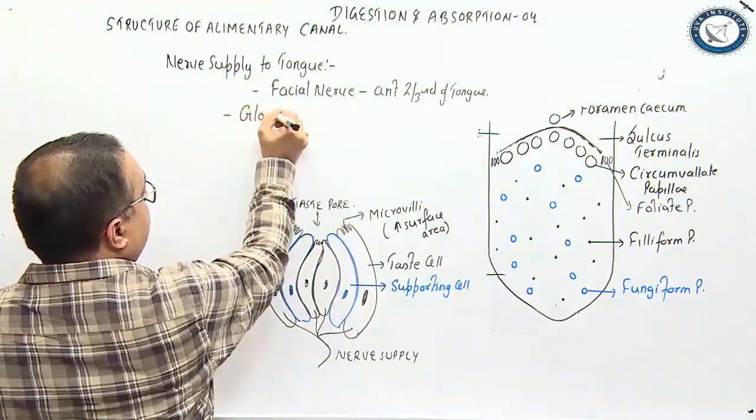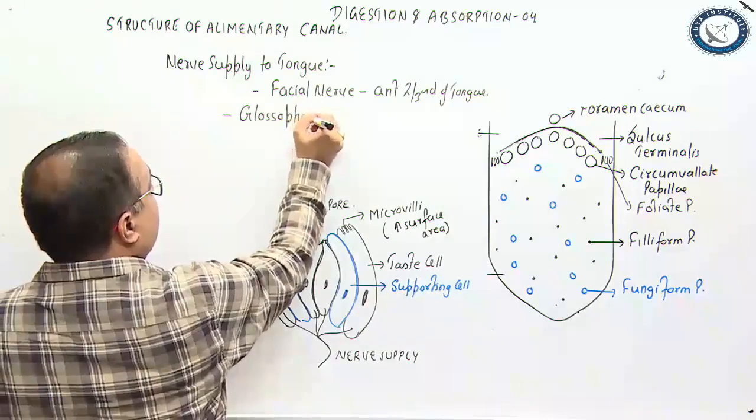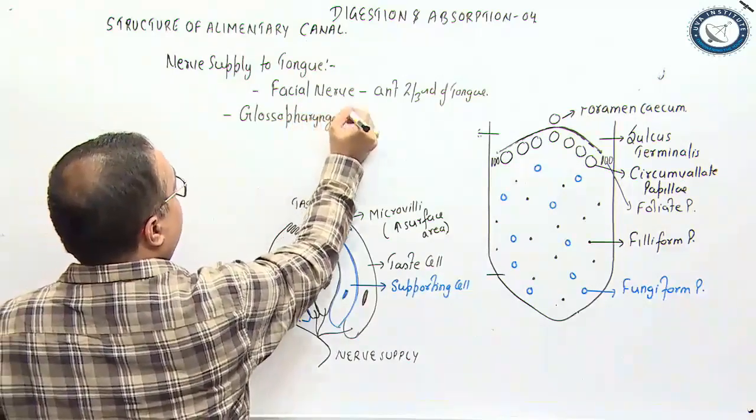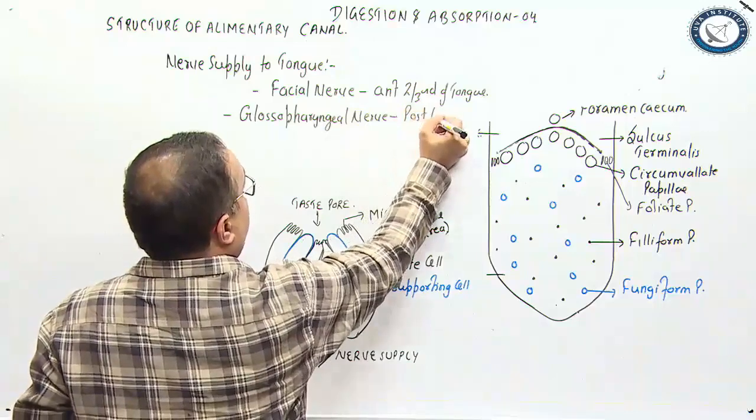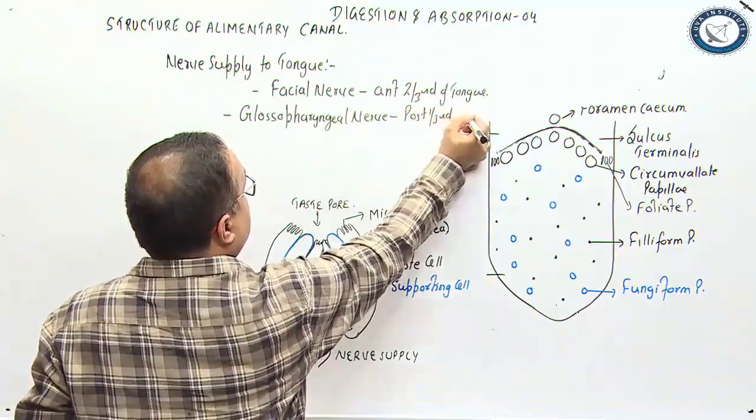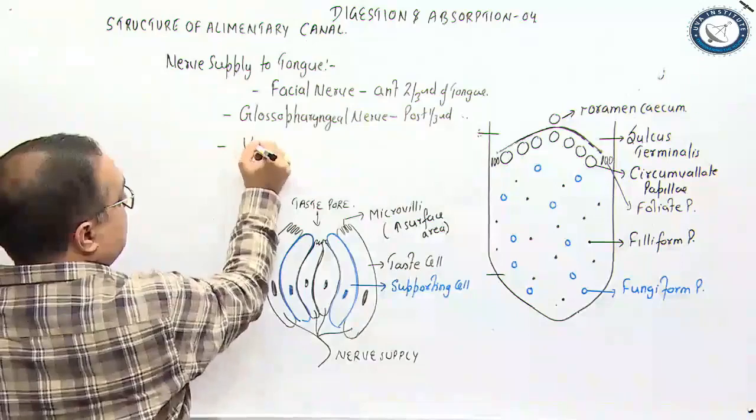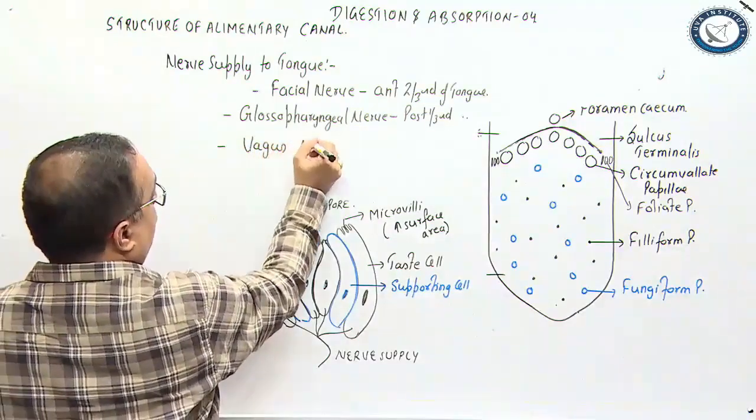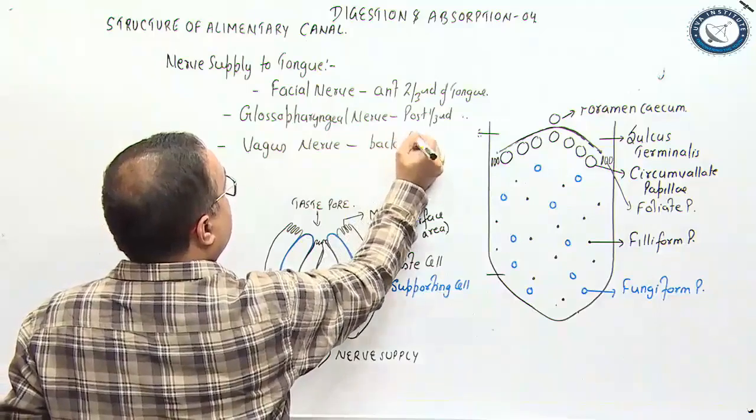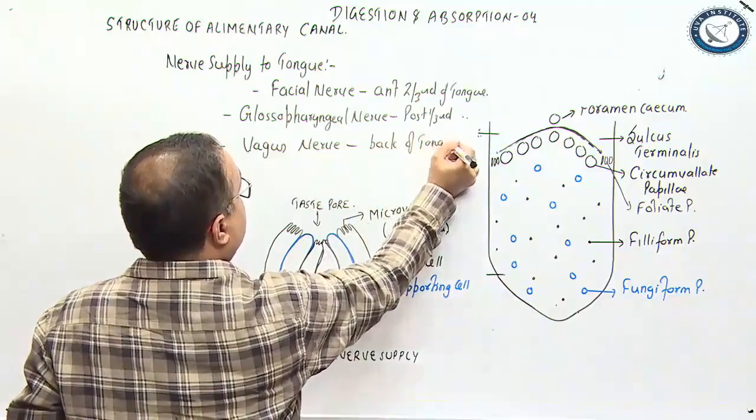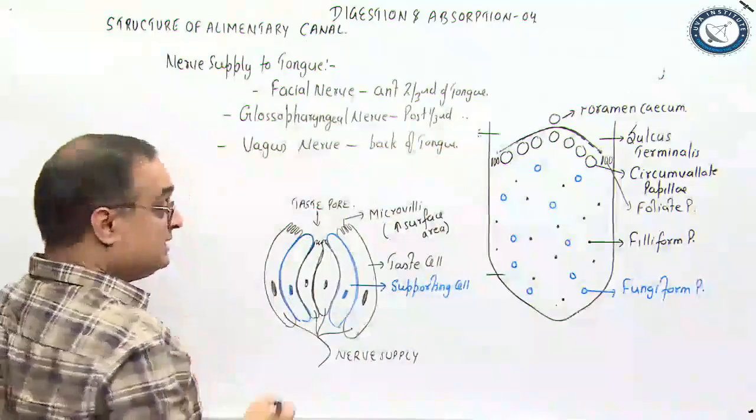Another nerve is glossopharyngeal nerve. This nerve supplies posterior 1/3 of tongue and carries taste sensation. Vagus nerve, it supplies the back of tongue, the posterior side of tongue, and also carries taste sensation.